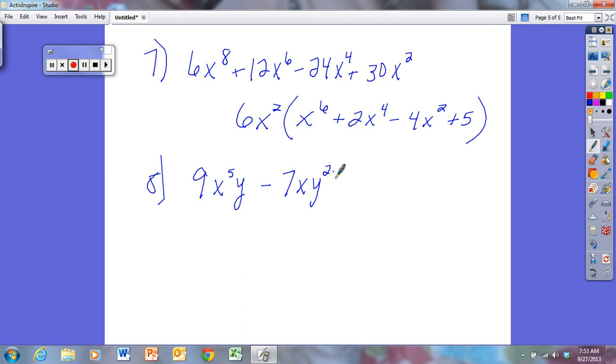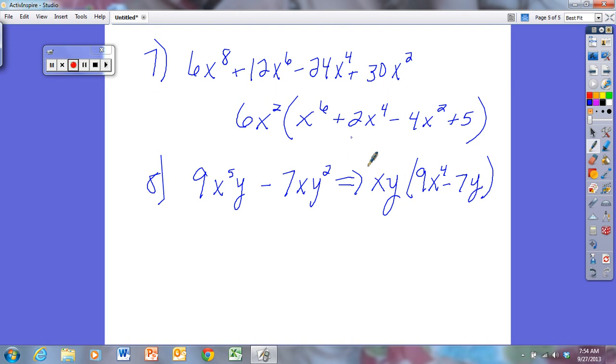Sometimes the numbers, the coefficients, won't have a common factor. That's okay. But the variables do. There's 5 x's here and 1 x here, so x is a common factor. And there's 1 y here and 2 y's here, so y is a common factor. When I divide out xy, I'm left with 9 x to the 4th minus 7. I took out the x and I took out 1 y, so I have 1 y left.